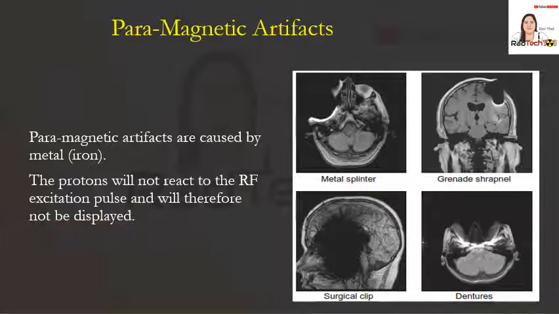So in this kind of artifacts, makikita ninyo sa images na parang may mga parts na missing. That is because in that area may mga presence ng metals or irons. Like for example, may splinter dito sa may upper left, may grenade shrapnel, may surgical clip, and may dentures.